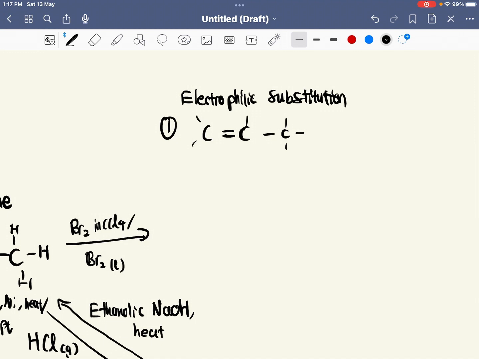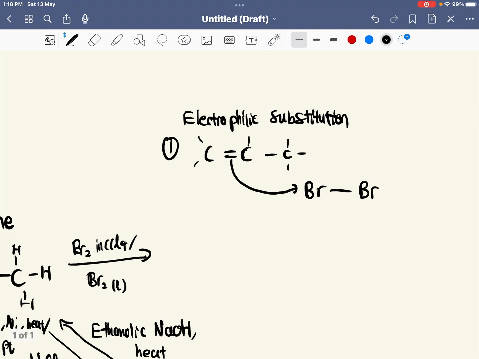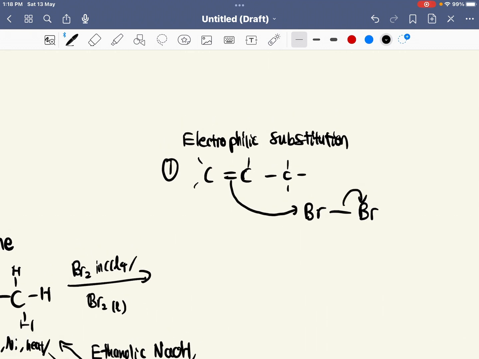So recall that this C=C double bond is very rich in electrons, so my electrons will come from here. That means my bond pair of electrons will attack this bromine molecule. Now we will be attacking only one of the bromine atoms, and the breakage of the bromine molecule bond is a heterolytic fission. Why is it heterolytic fission? Hetero means different, so it's an unequal distribution. That means my bond pair of electrons will just go towards one of the atoms, which is the bromine here.